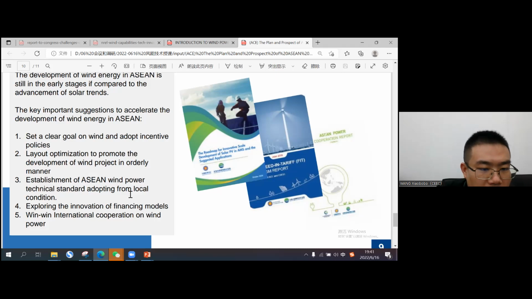Fifth, win-win international cooperation on wind power. For example, for the Philippines, for Vietnam, for any other country, you can emulate the Chinese way 20 years ago. We exchange our market for technology. I can give the market to you, but you need to manufacture your blades and turbines in my country, in my city. We call this exchanging market for technology, or local manufacturing. In this case, it's a win-win model.